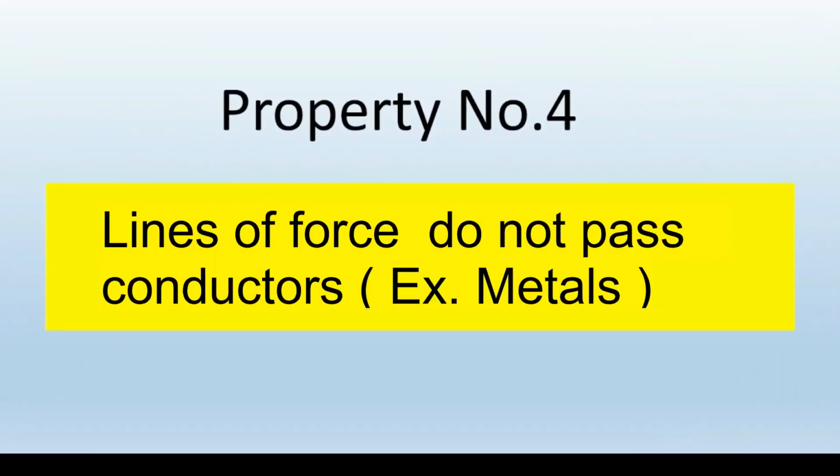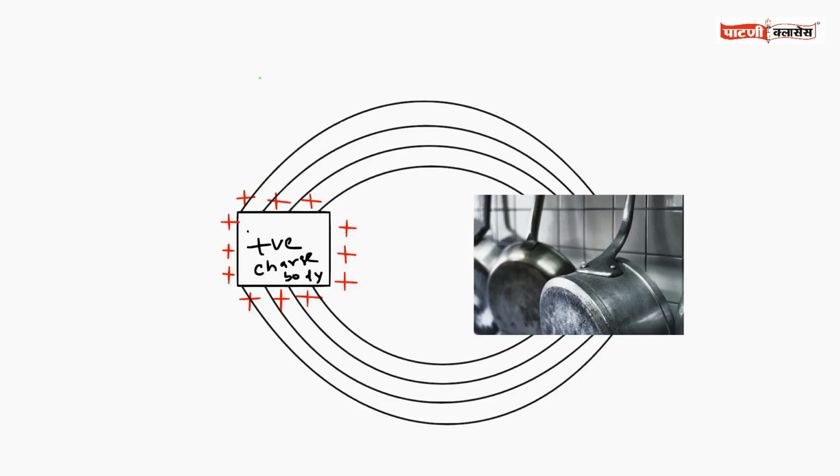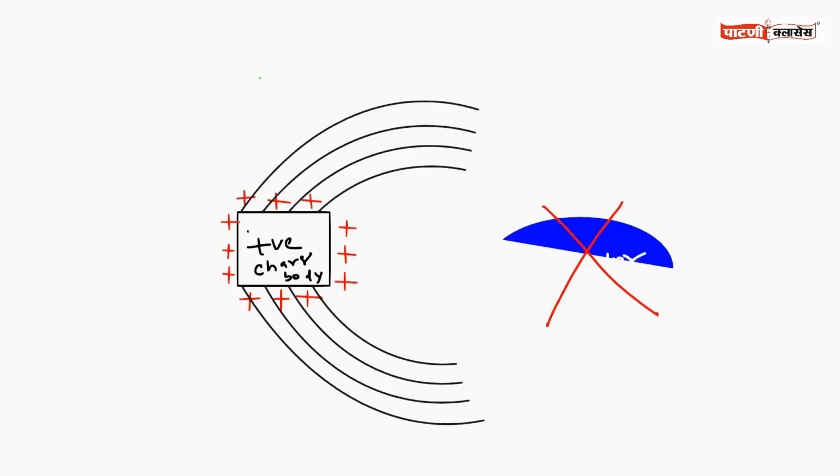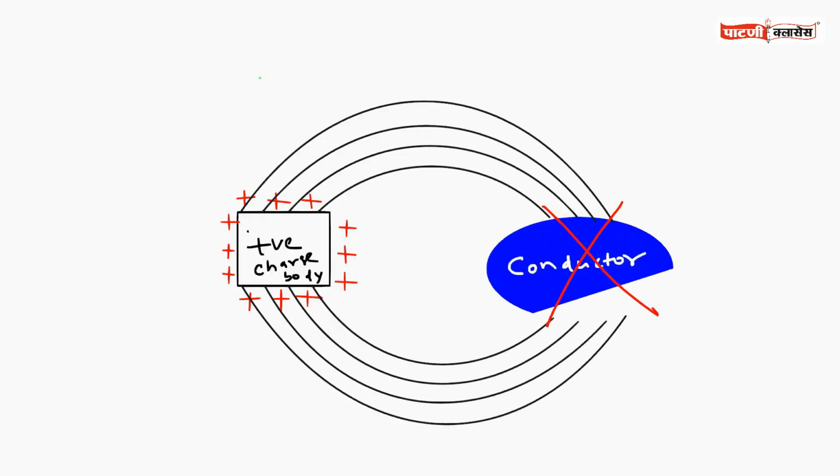Another important property of lines of force is that lines of force do not pass through conductors. For example, they do not pass through aluminum, platinum, gold or any other metal or conductor. Whichever the conductor, it does not allow the lines of force to pass through it.